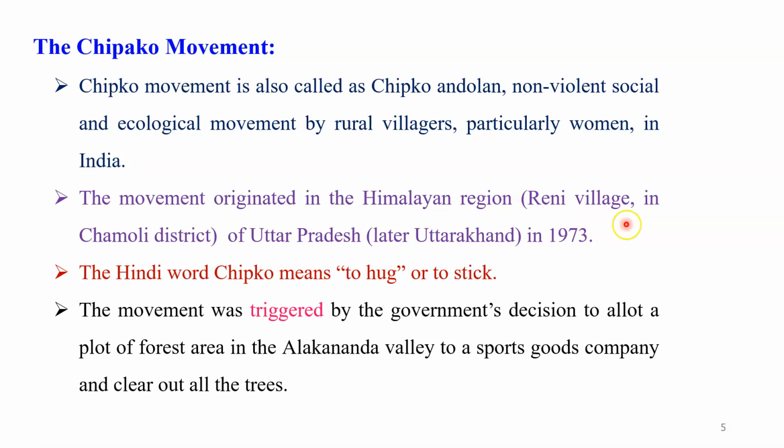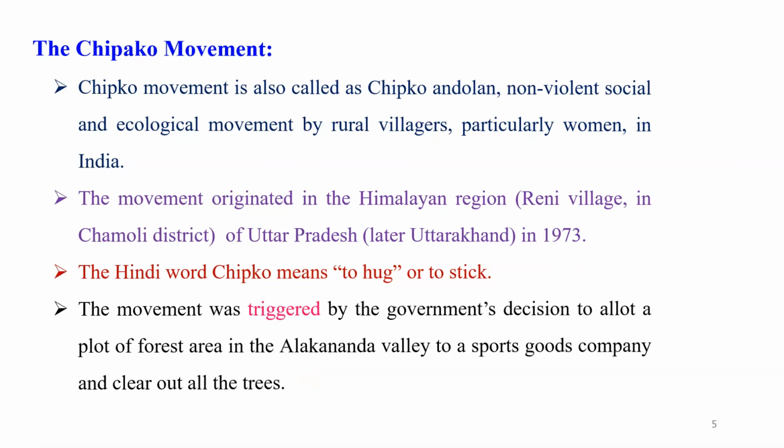Just as I mentioned Reni village and the area around it, where dense forest was located, due to the government decision, that dense forest plot was allotted to a private company to start their sports goods company in that area. But for that purpose, they had to clear all the trees located there. The local people did not agree with the decision of the government, and therefore, to stop this deforestation, they started the Chipko movement in that particular area.